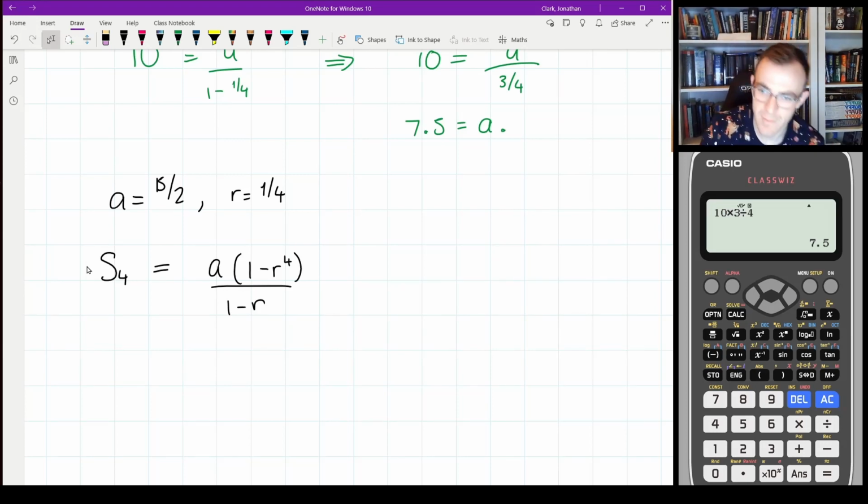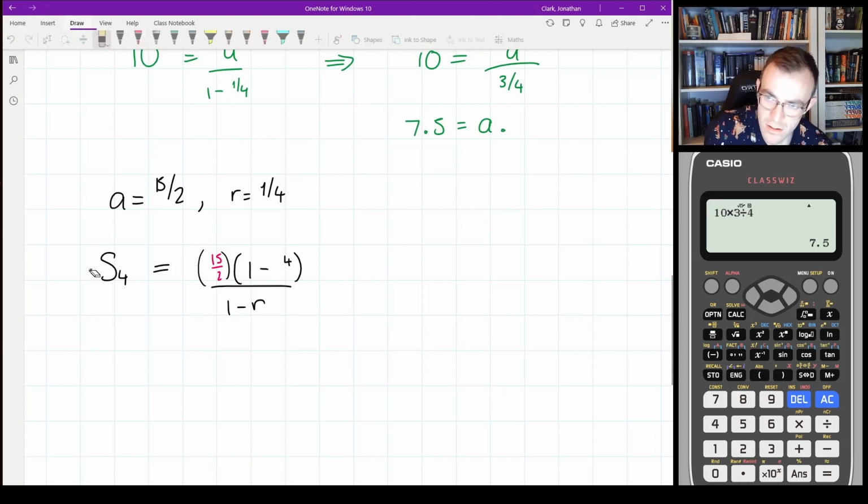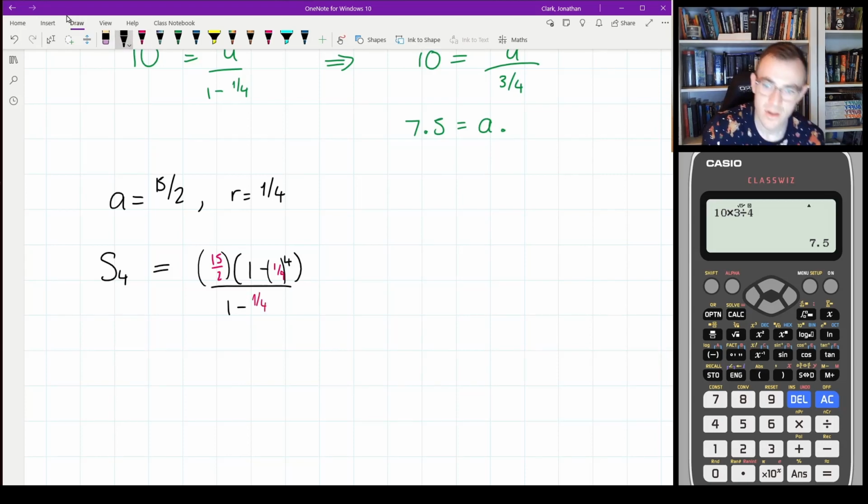Okay, so I know the value of a is 15 over 2. I know the value of r, which is a quarter. Struggling to click on the right buttons now. And I can also replace the denominator as well. There we go. This is definitely one for the calculator. I haven't used it for a question or two. Let's go back to it.